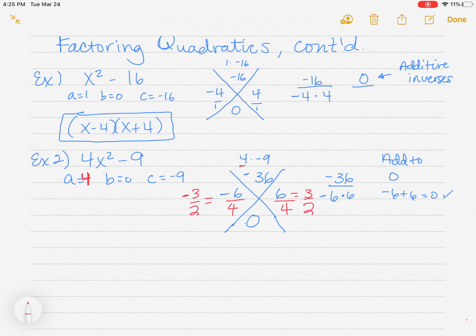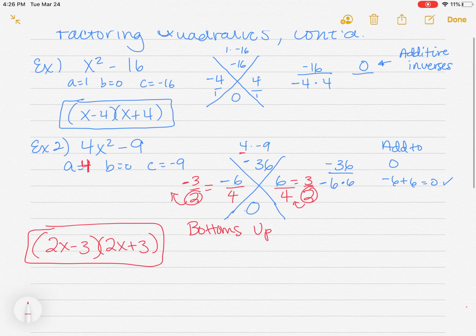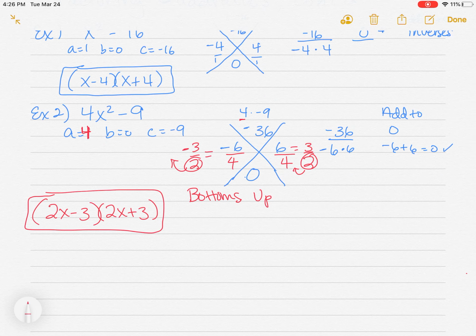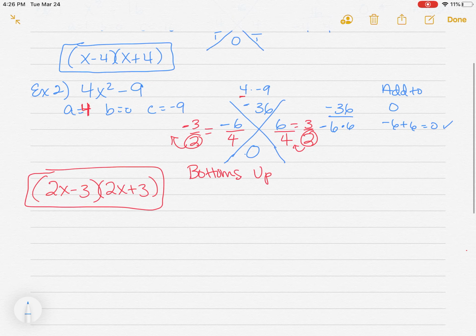This is where we've got to remember to do bottoms up. All right, raise it in the air. Check it like you just don't care. So we're going to take these and they're going to come up, right? So you're going to get 2x minus 3 and 2x plus 3. I'm noticing that my pieces are the same so far except for a sign in the middle. That's kind of cool.